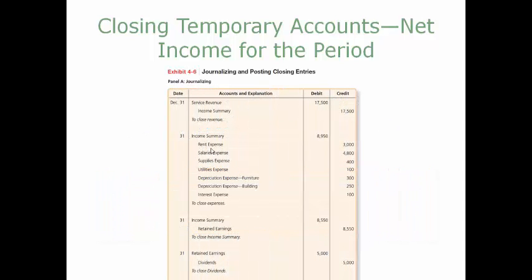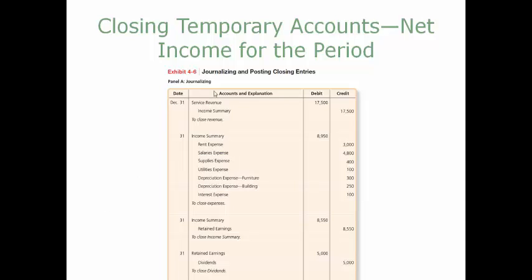And here's a summary of the post-closing, the journalizing and posting closing entries. This is Exhibit 4.6. This is just the journal part. The posting would be like what you looked at on the T accounts. And you can see what has happened here. We've debited revenue, we've credited income summary, service revenue, that closed out the revenue account. We've debited income summary for the expenses and credited all the expense accounts. And finally we debited income summary for $8,550 and we credited retained earnings.